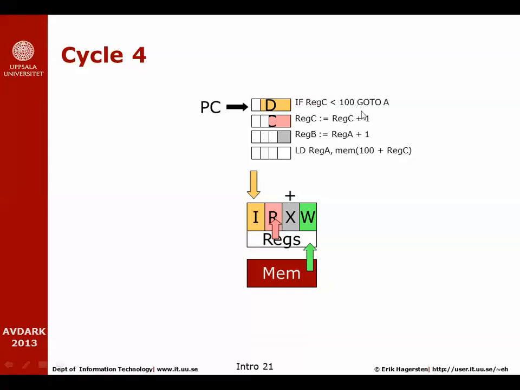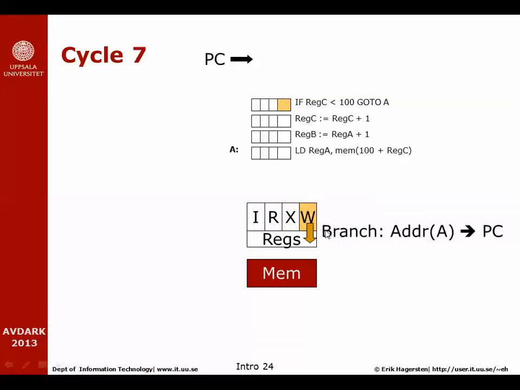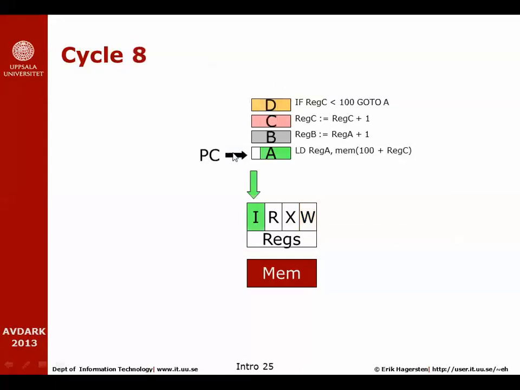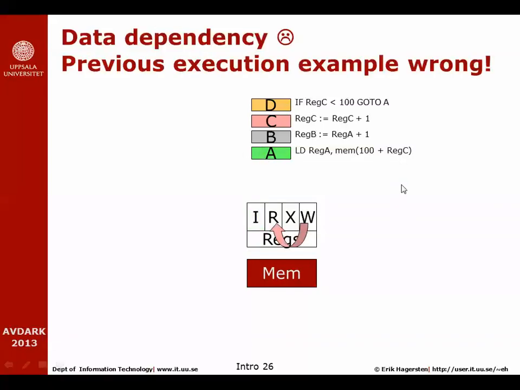Now we have the brown instruction being fetched. The pink instruction will perform read register C. The gray instruction will actually perform this plus over here, and the green instruction will perform the load operation from the memory location into register A, and so on. We advance the execution here, and eventually the brown instruction comes to the last pipeline stage, and now we can actually change the program counter, which says we should go back to the same instruction A again. So this is how we executed this loop with 4 instructions.